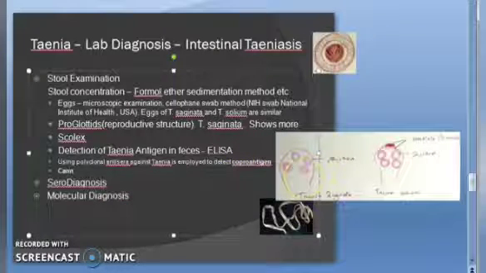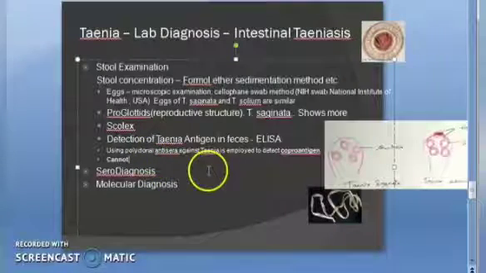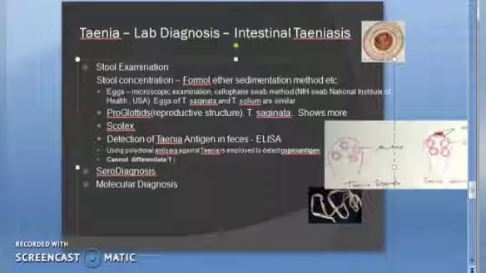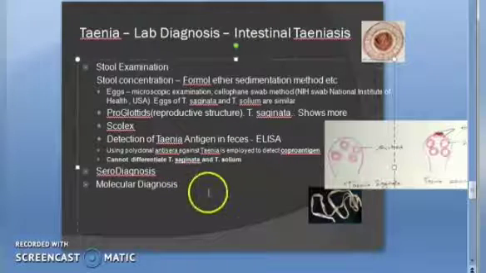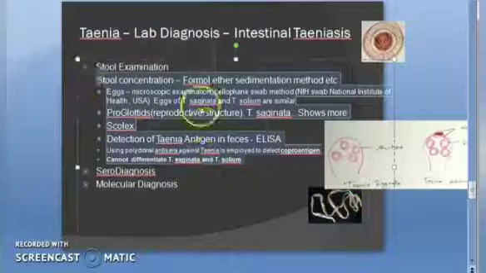Cannot differentiate. I think it's too small and you are not able to see, right? Cannot differentiate Taenia saginata and Taenia solium. If they could differentiate, they would have told us what the differentiating features are. So we are done with the stool concentration now.